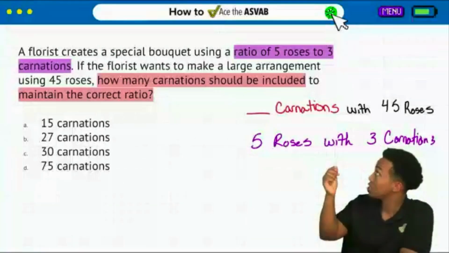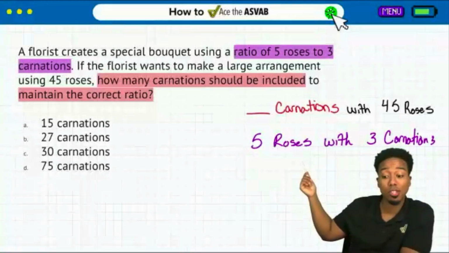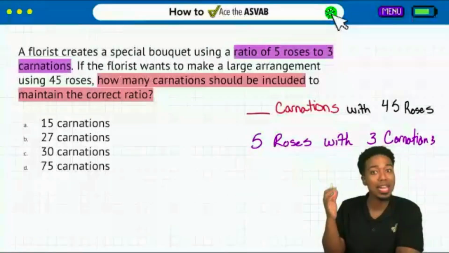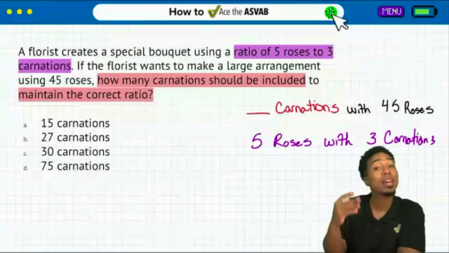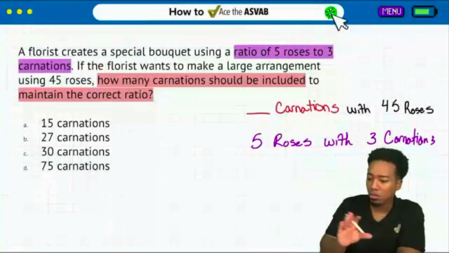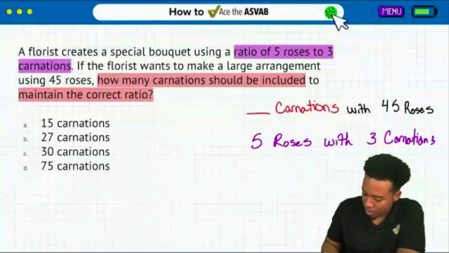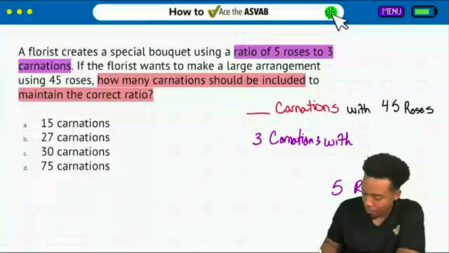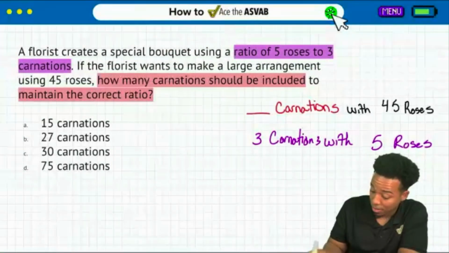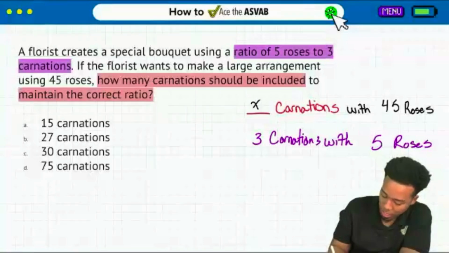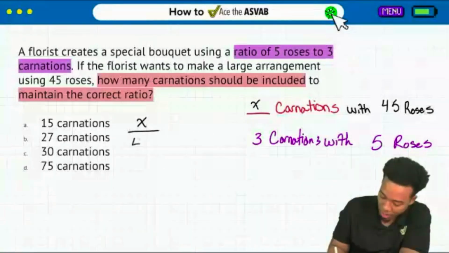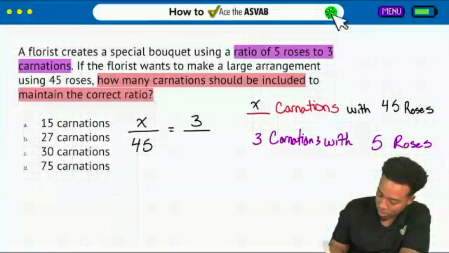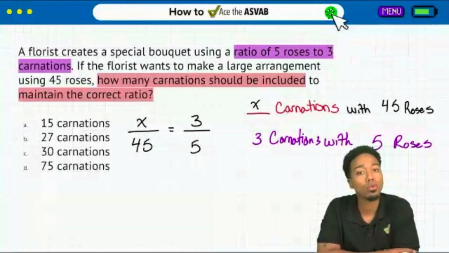Up top, you see carnations first. On the bottom, you see roses first. Definitely possible that some people do that. They write it in the order that they see it and possibly make a mistake. So just to make sure it's nice and easy, we can go ahead and replace this here and there. And now we can just write that comparison and be nice and easy. X carnations to 45 roses is the same thing as 3 carnations to 5 roses.